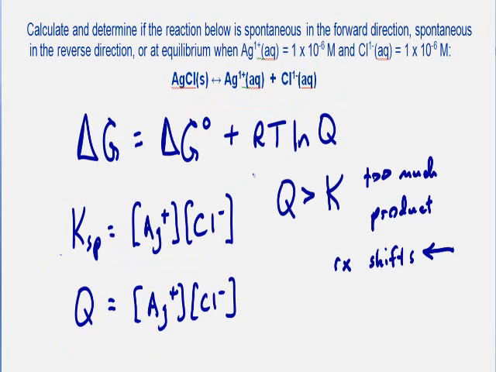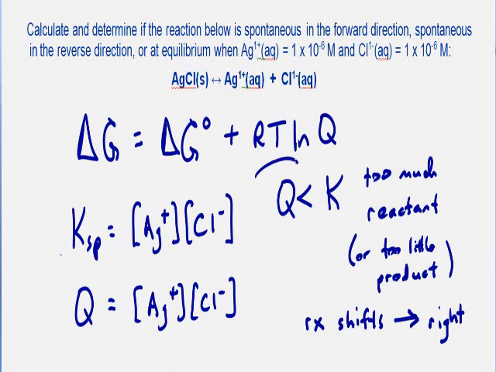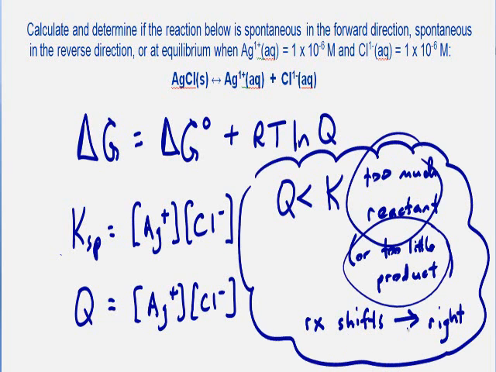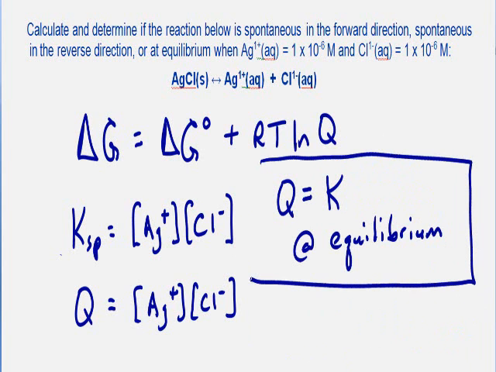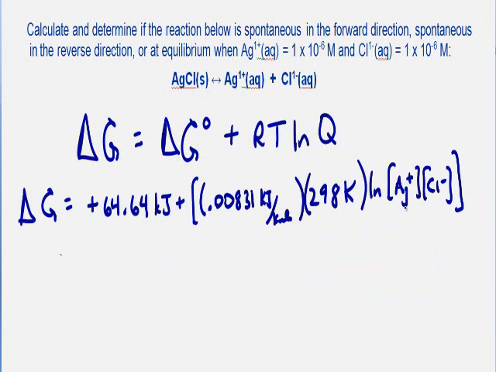Do a quick review of Q and K. If we calculate a reaction quotient that's bigger than K, that means we have too much product, and the reaction would shift to the left to try to alleviate too much product and drive the system to reach equilibrium. On the other hand, if our Q value comes out less than our equilibrium constant, that tells us we have too much reactant, or another way to look at it, too little product, and the reaction will shift to the right in an attempt to reach equilibrium. And then continuing our review, when Q is equal to K, that's an indication that the system is at equilibrium and there's no need to shift in either the forward or reverse directions.